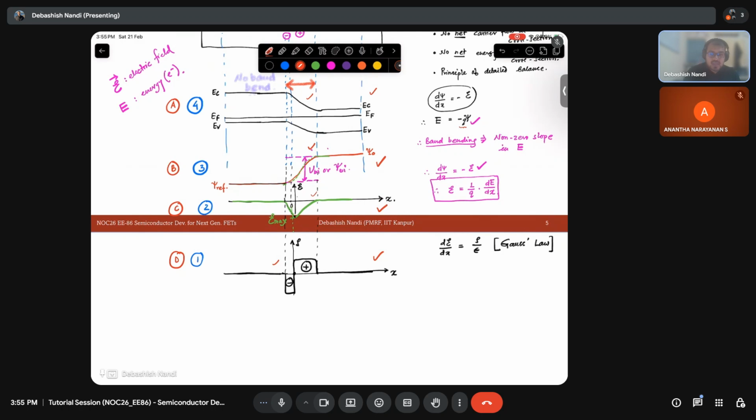Now we want to calculate the built-in voltage. Fine. So built-in voltage is the gap between these two potentials. So can I write built-in voltage is exactly the gap between these two lines divided by Q? Can I write that built-in voltage?